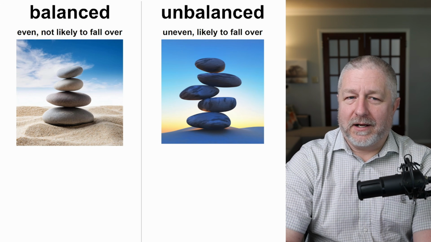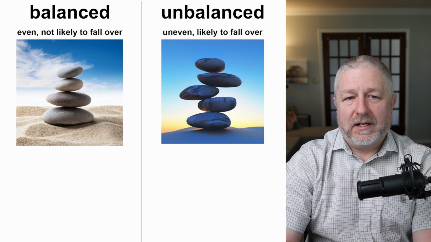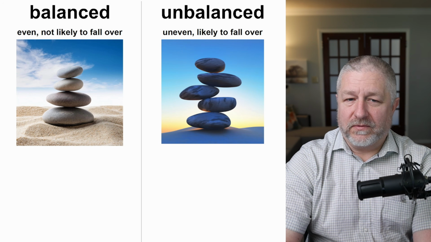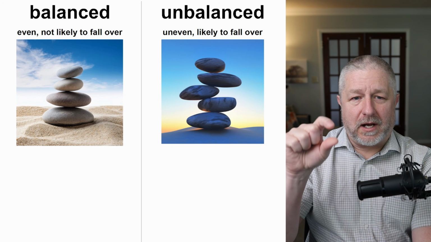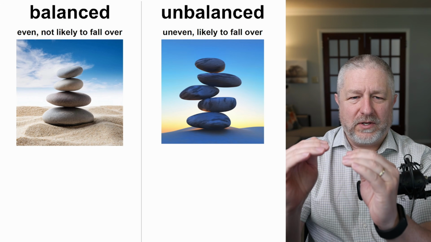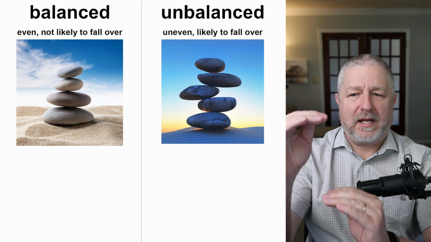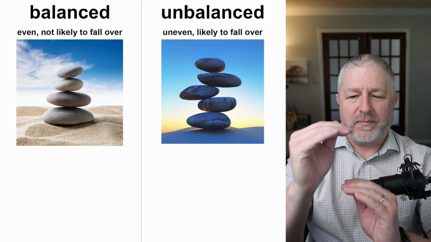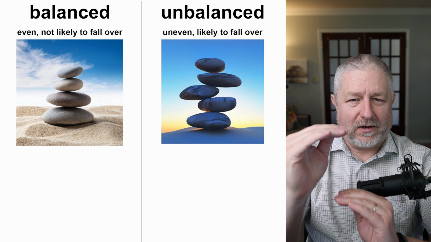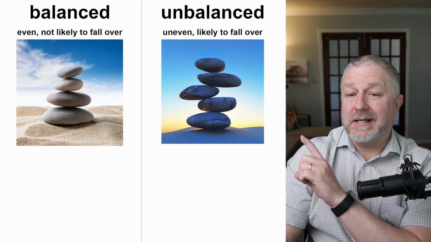Balanced and unbalanced. So if something is balanced, it's even and not likely to fall over. So we see four stones all nicely on top of each other. And when you look at it, you feel like it might stand. If that was at the beach, that pile of rocks that is balanced might stay all day. But this pile is unbalanced.